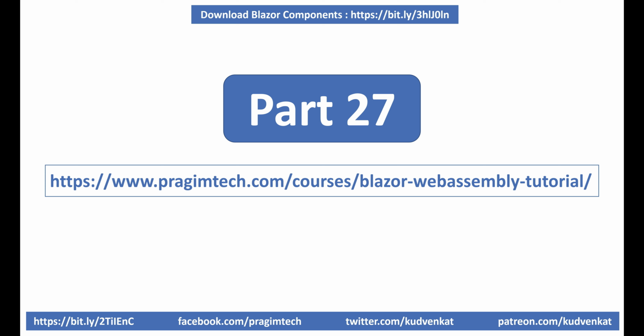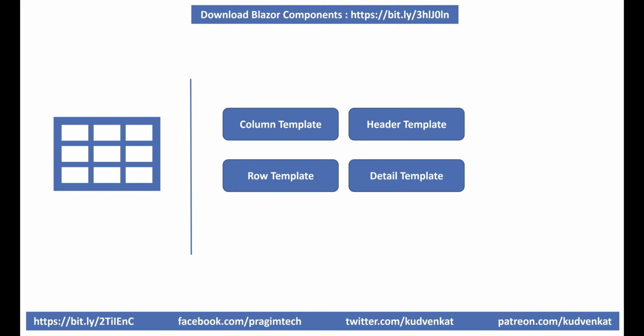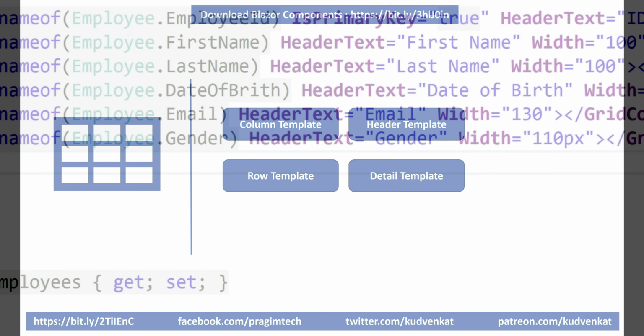Syncfusion Blazor DataGrid provides 4 different templates to customize various parts of the data grid. We discussed column and header templates in our previous video, that is part 26. In this video, we'll discuss row and detail templates. In the interest of time, here's what I have done already in the background.